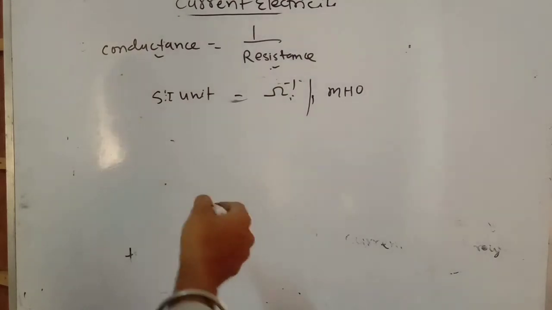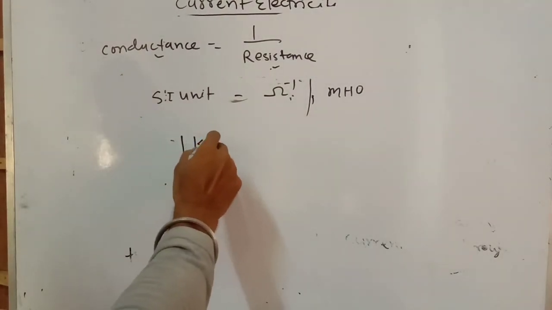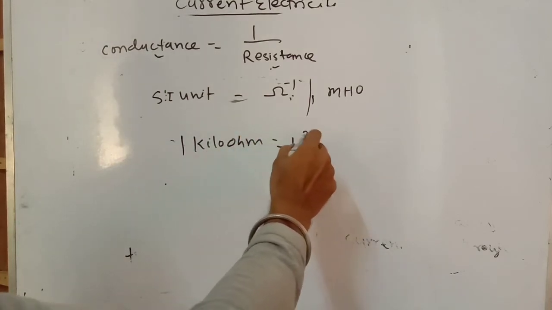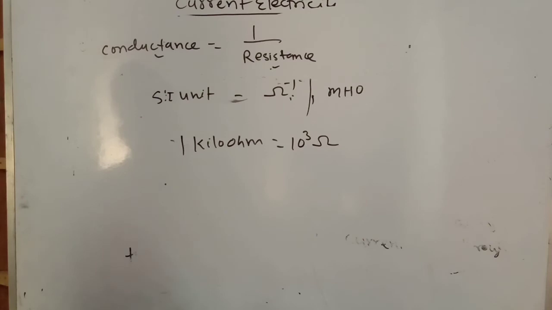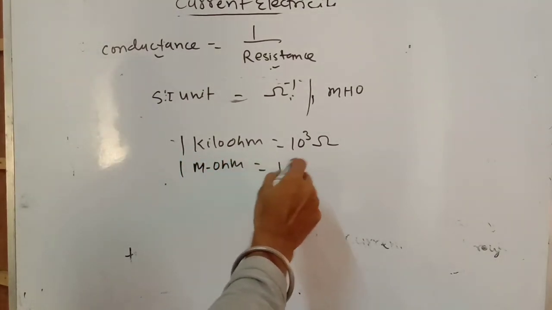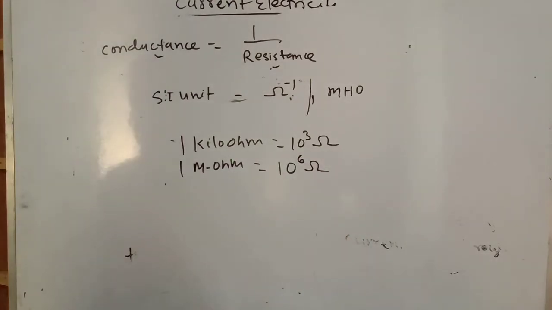Some other units: 1 kilo ohm is 10 to the power 3 ohm, and 1 mega ohm is 10 to the power 6 ohm. So this is a bigger unit of resistance.